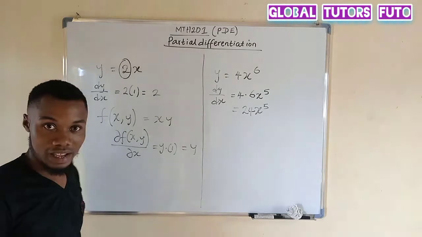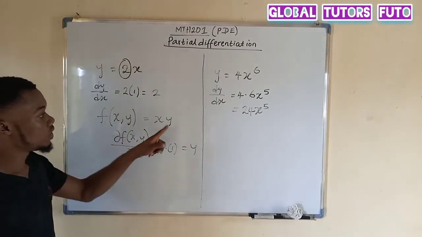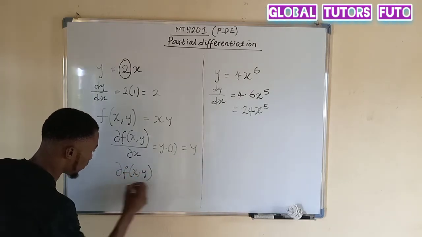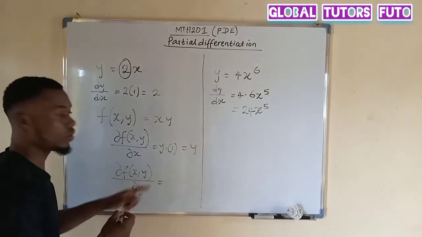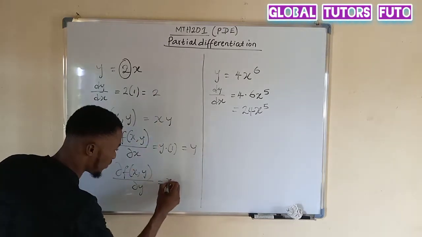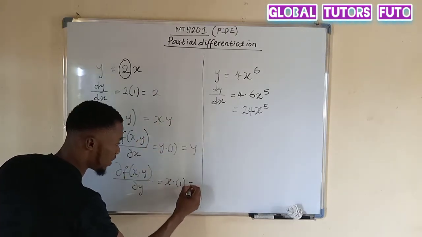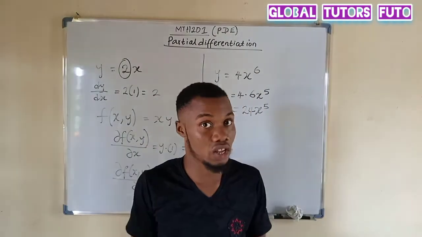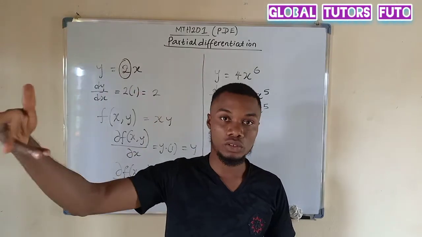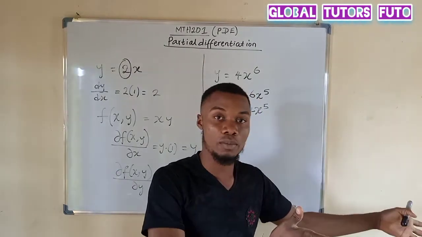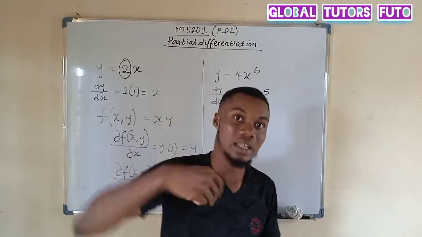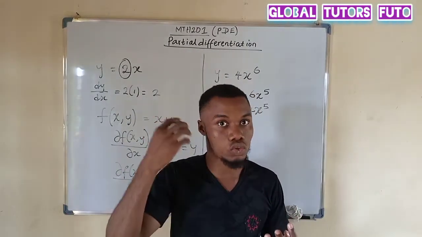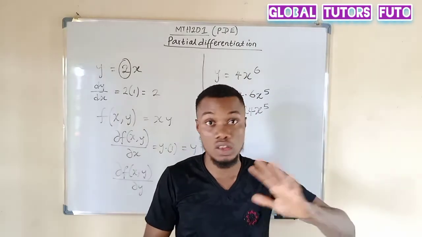My answer will be y. Now, if I'm differentiating this with respect to y, my constant here now is x. Then I will differentiate y. I will get 1. So my answer will be x. So total differentiation and partial differentiation have something in common. In partial differentiation, if you are differentiating with respect to a given variable, the other variables automatically become constants. That's the thing you need to understand. That's the only concept behind this.